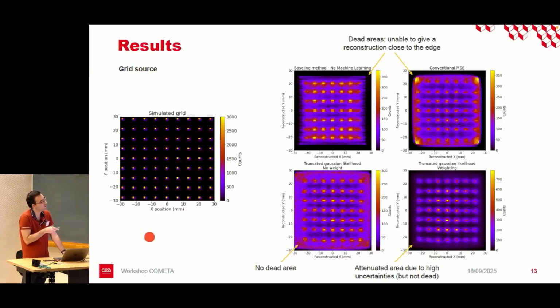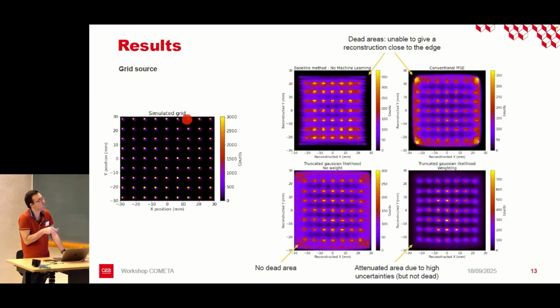So here, as a result, it's the simulated grid of sources in front of the detector, so it's the target we should reconstruct. There are hundreds of thousands of events that are simulated. And at each position, about 300 events have been detected.